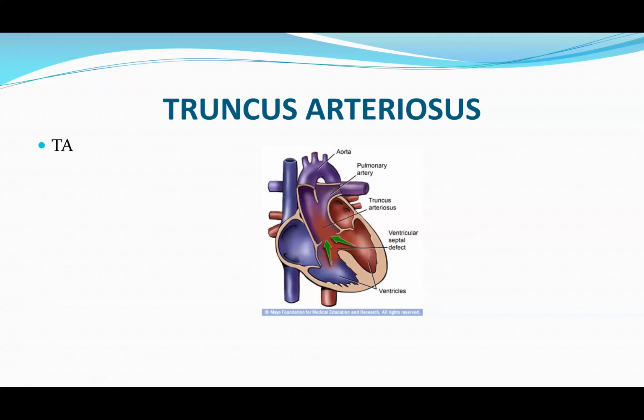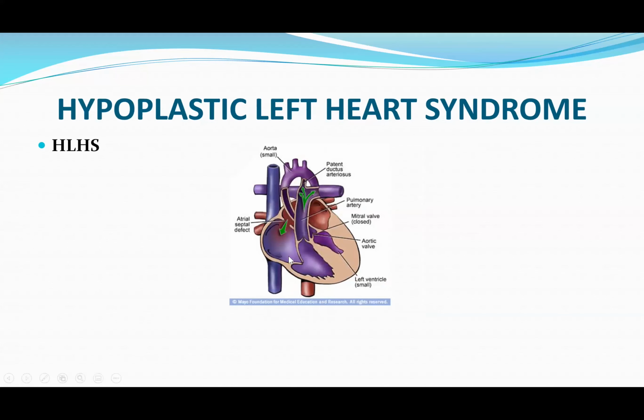So this is a hypoplastic left heart syndrome. The mitral valve doesn't develop. This is all that there's left of the aorta and left ventricle. And the aorta doesn't develop, and the aortic valve doesn't develop. Because of that, the aorta is very, very small.